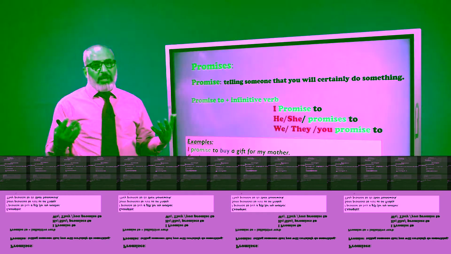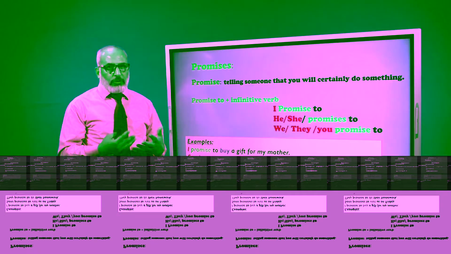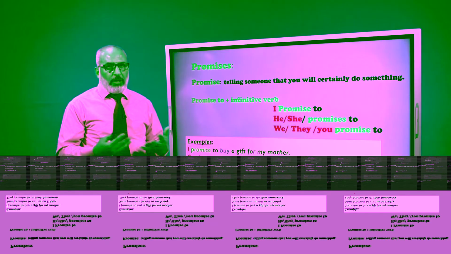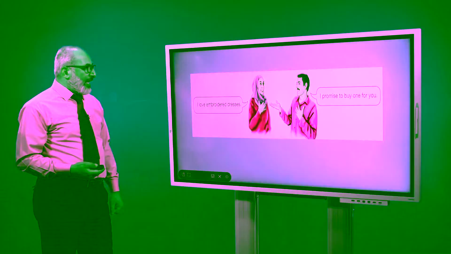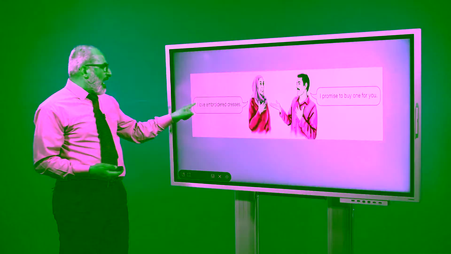Examples: I promise to, he, she promises to, we, they, you promise to. Look at these examples. I promise to buy a gift for my mother. Sammy promises to visit us on Friday. They promise to do their homework. Let's look here. I love embroidered dresses. Okay, and her husband says, I promise to buy one for you.